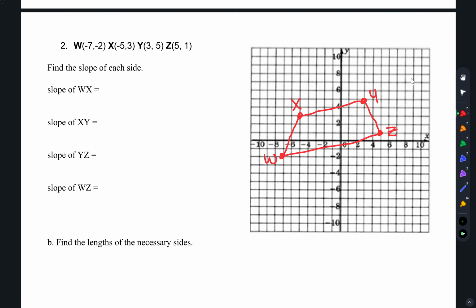And hopefully as we're graphing these, we can tell by looking at them if we graphed well what we think this is. So that's always a good starting place for us when we're trying to prove things. All right, so first things first. Let's find slopes.